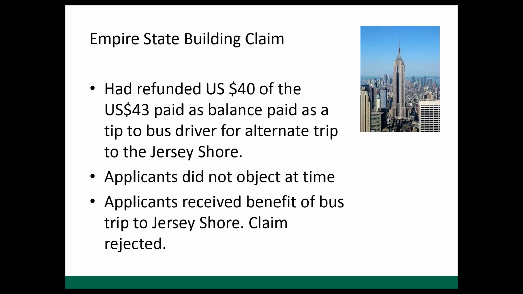So there was a claim about the Empire State Building that they had paid $43 for this ticket, but they didn't go. And $40 of that had been refunded, and they went on an alternate trip to the Jersey Shore. They said that the $3 difference was a tip for the bus driver, and the judge pointed out that the applicants didn't object at the time and that they actually received that benefit, so they had no claim under that as well.